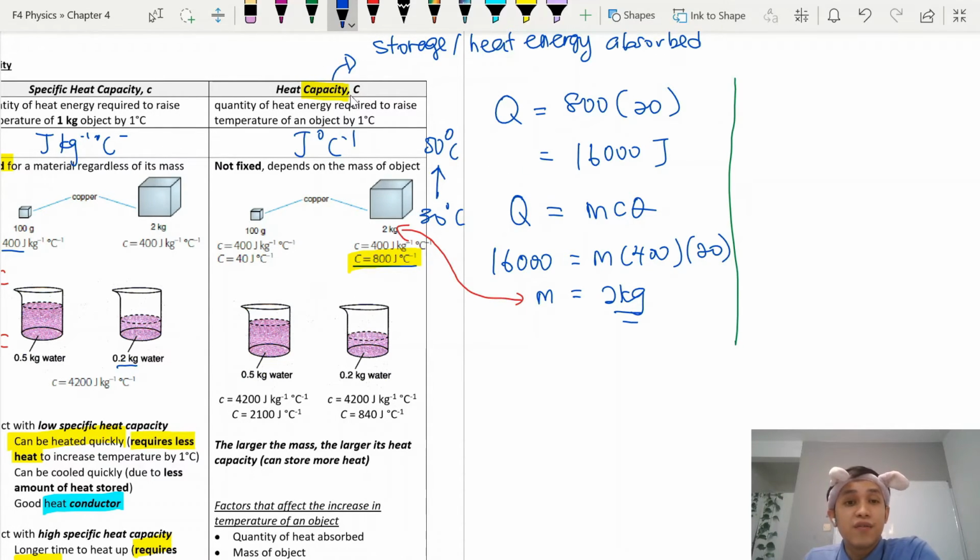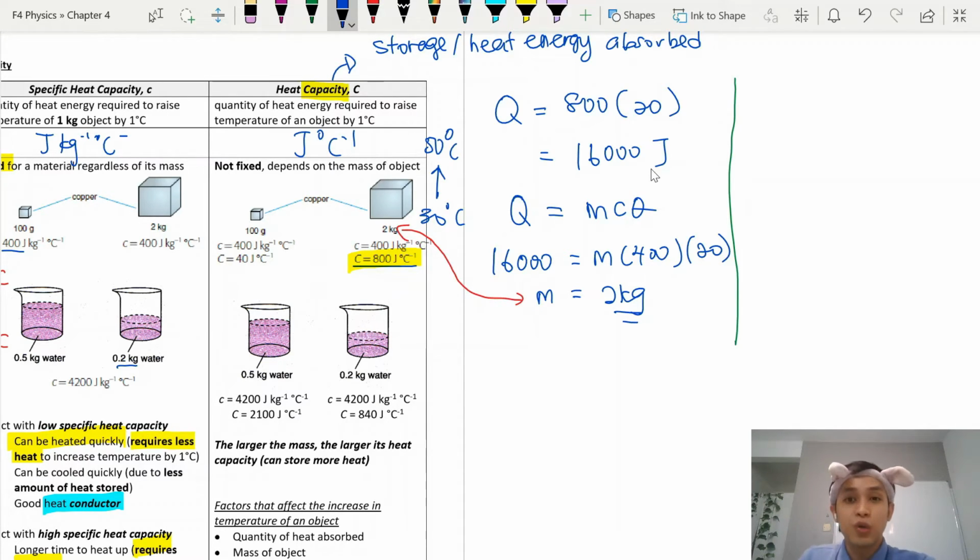If they give you the heat capacity and then you calculate the amount of heat energy, right? This one, we only know the total heat absorbed, but we don't know what the mass is. We don't know how much you are heating. To know the mass, I must use the specific heat capacity. Then only I can know how much is the mass of the copper that I am heating. So that is the difference between heat capacity and specific heat capacity.